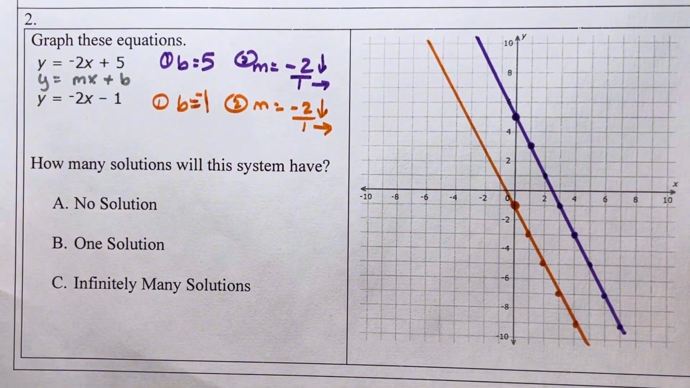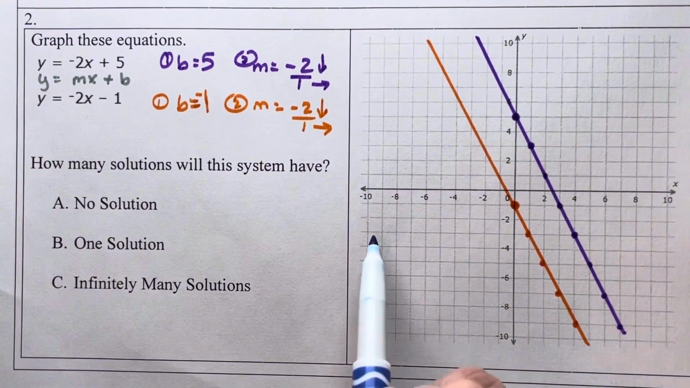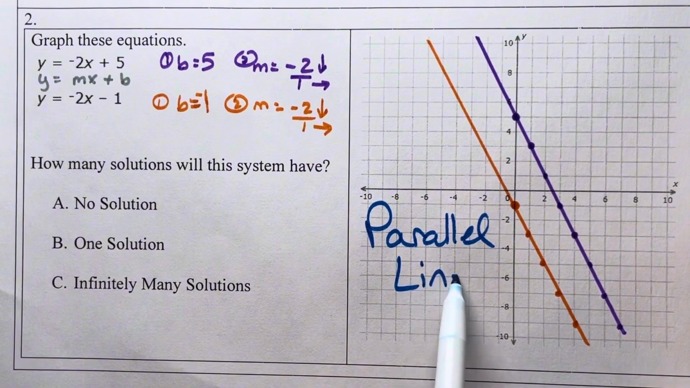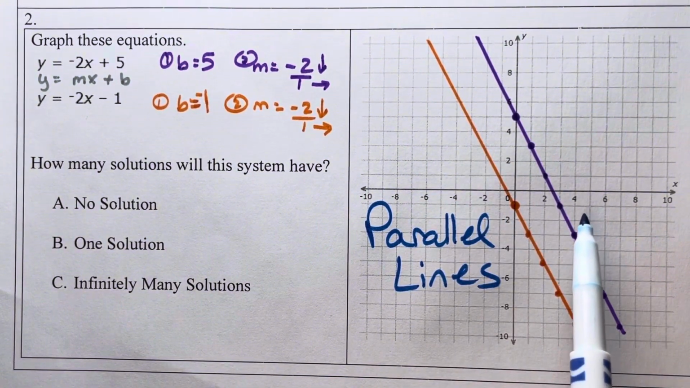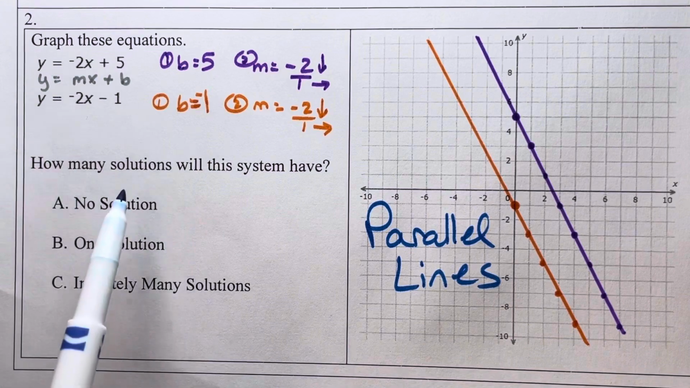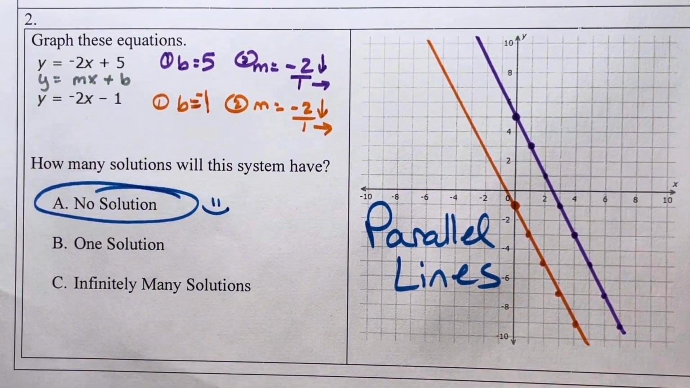And now let's look and see, hey, what's going on here? Hey, these are parallel lines again. And we can see clearly from this graph that our parallel lines do not intersect. Therefore, they will have no solution because they do not intersect. And there you go.